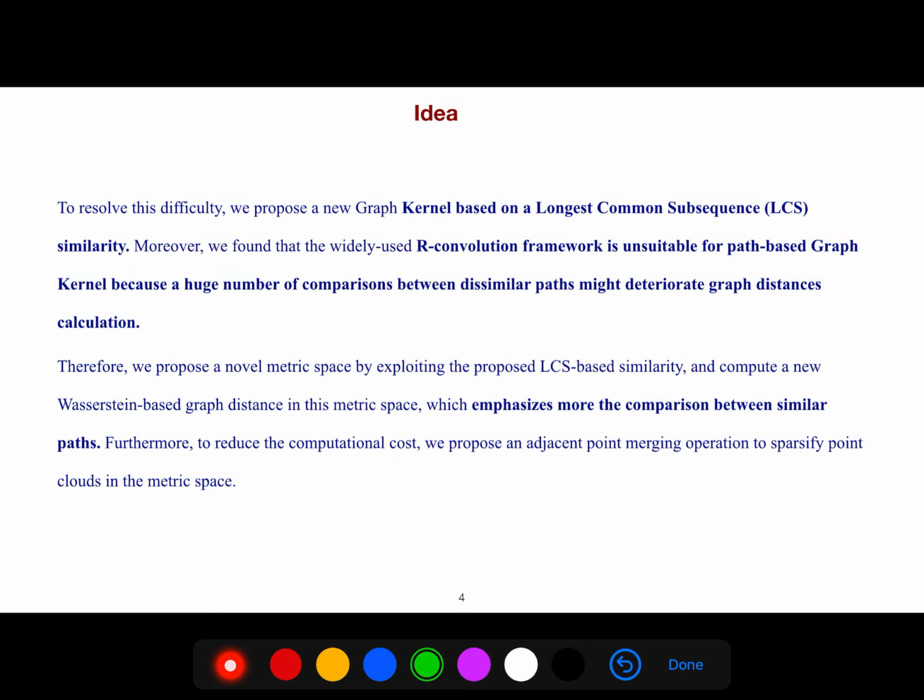Moreover, we found that the widely used R-convolution framework is unsuitable for path-based graph kernels because a huge number of comparisons between dissimilar paths might deteriorate graph distance calculations. So we propose a novel metric space by exploiting the proposed LCS space similarity. LCS means longest common subsequence, and we compute a new Wasserstein-based graph distance in this metric space, which emphasizes more the comparison between similar paths.